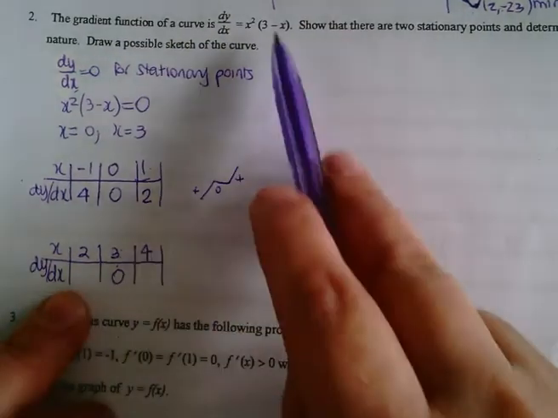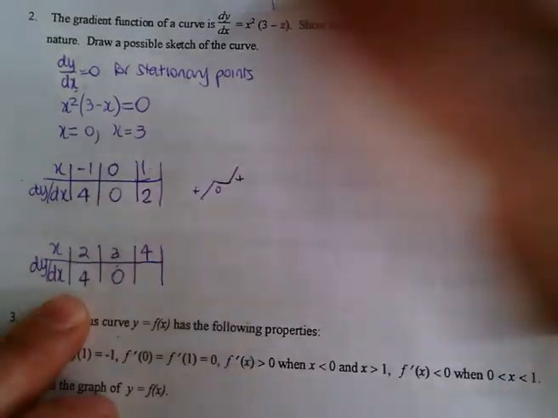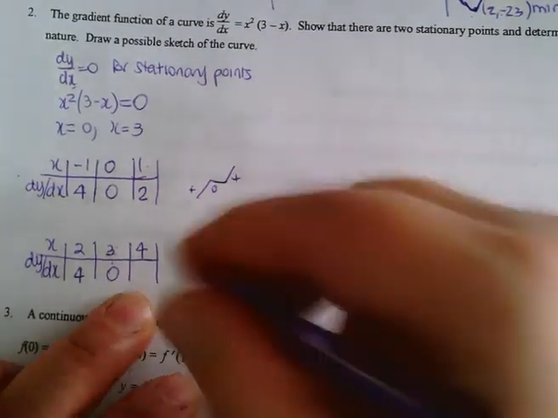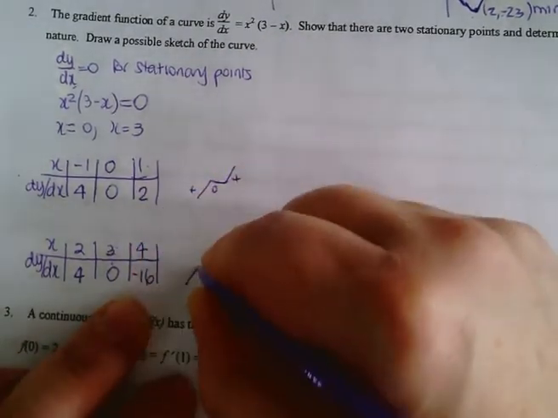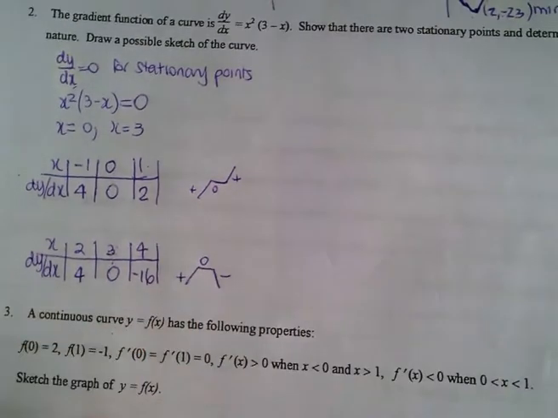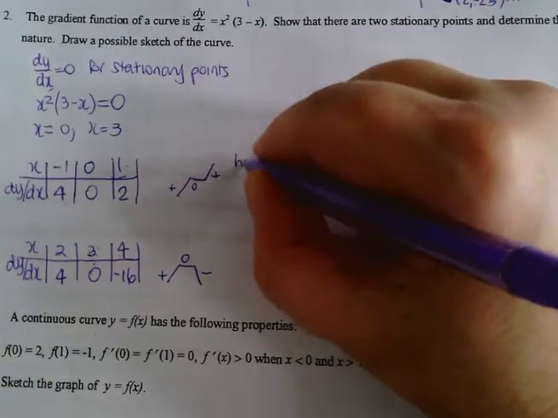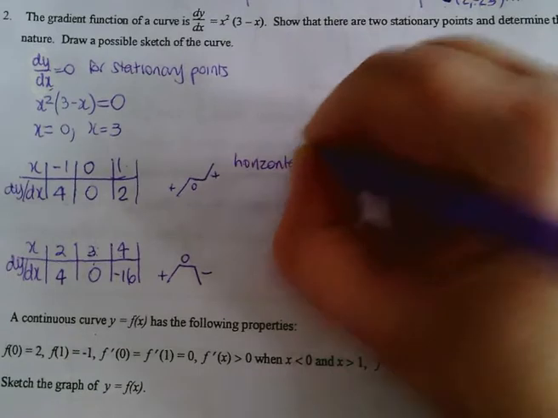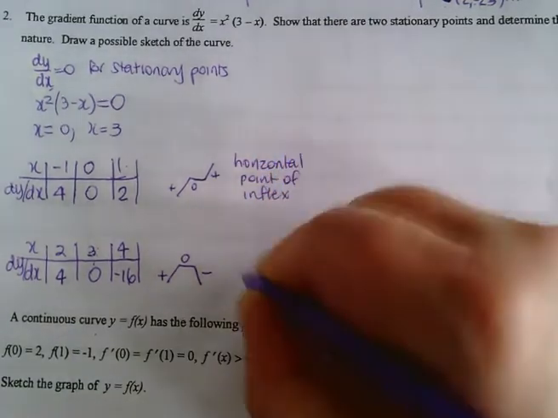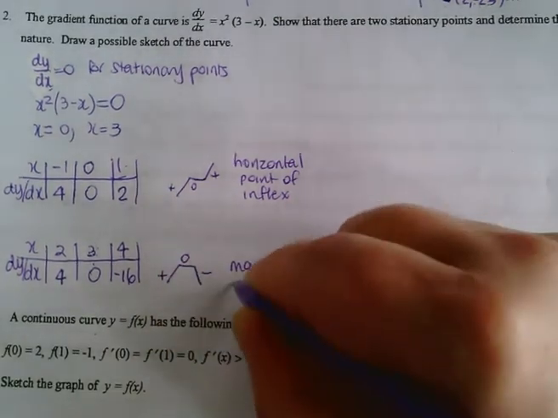Has anyone done when x is 2? We get 4 times 1. And when x is 4, we get 16 times negative 1 is negative 16. Positive gradient, 0 gradient, negative gradient. Do you like this little helps? So therefore, what have we got? A horizontal point of inflection. And we've got a maximum. Because you can see it. Positive, 0, negative. Turning point.